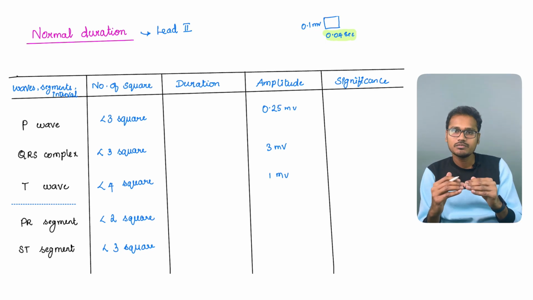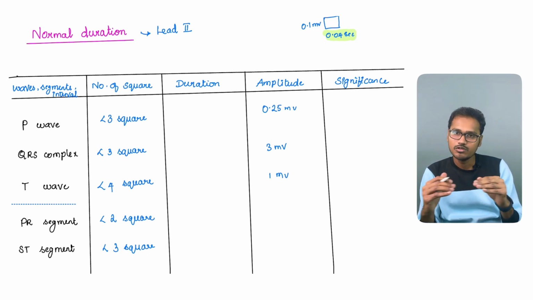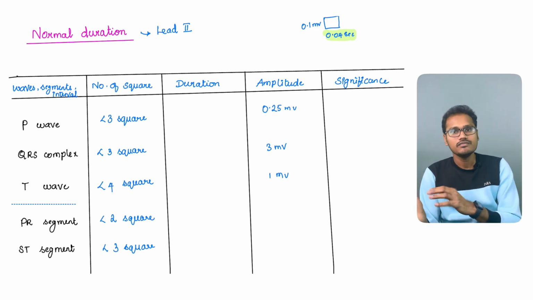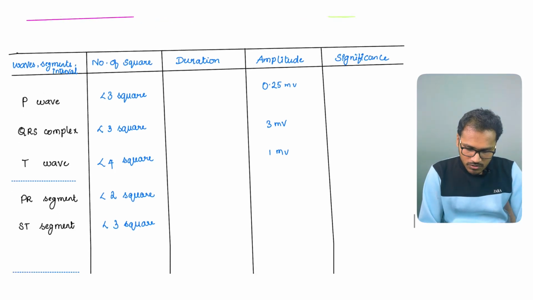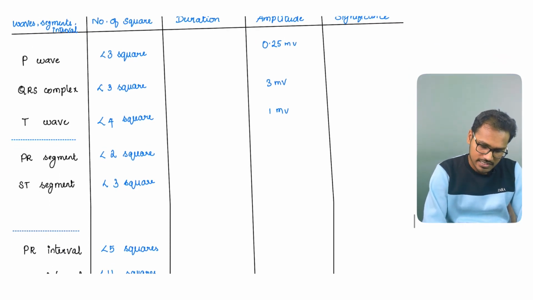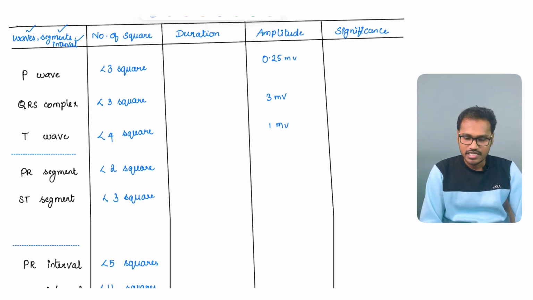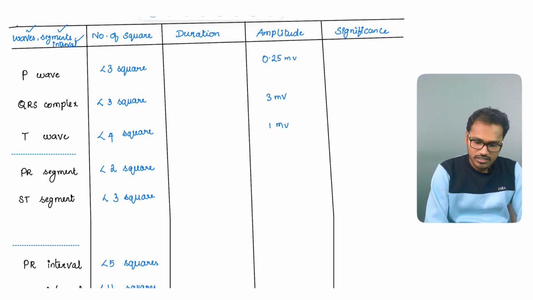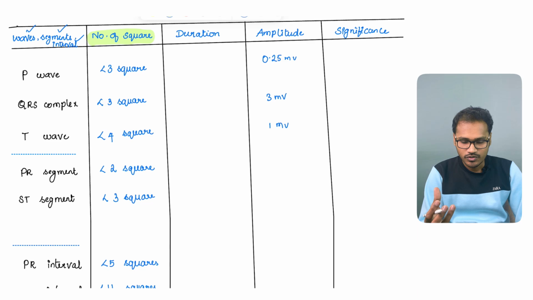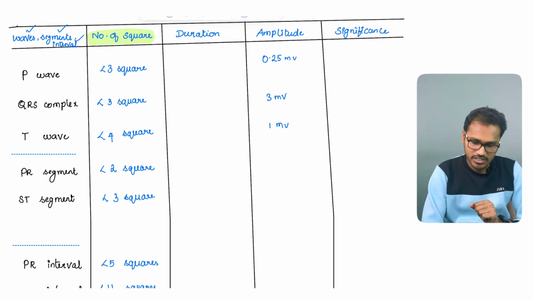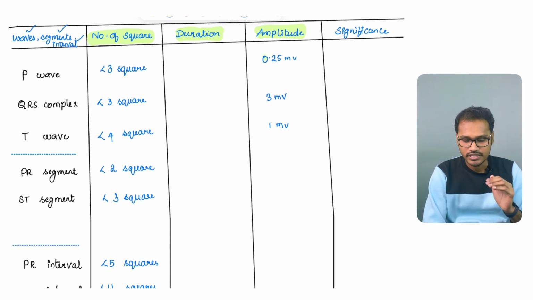Because lead 2 is a strip which is considered a standard strip, we will do maximum analysis in that, and then we will move on to the next strips. So coming to the various waves, segments and intervals, here I have given a simple thing to understand: number of squares. If a wave is occupying a particular number of squares, then I can easily identify the duration. So duration and amplitude are given for these waves like P wave, QRS complex and T wave.